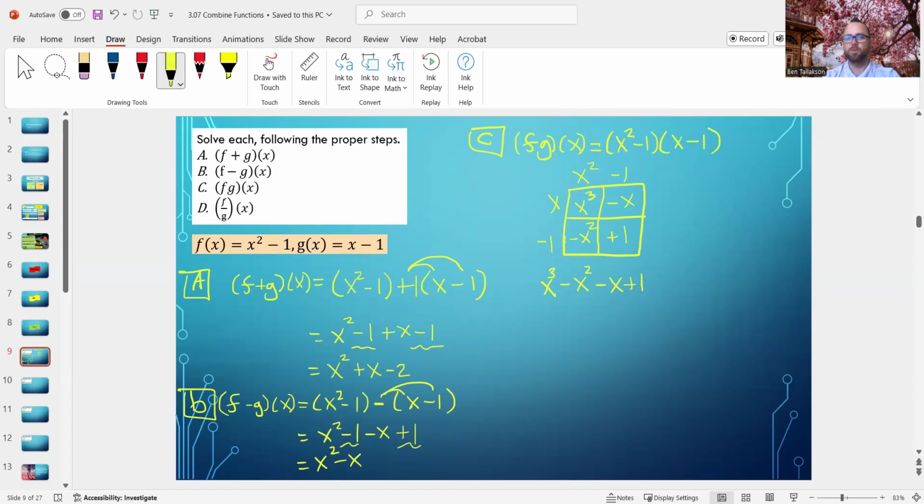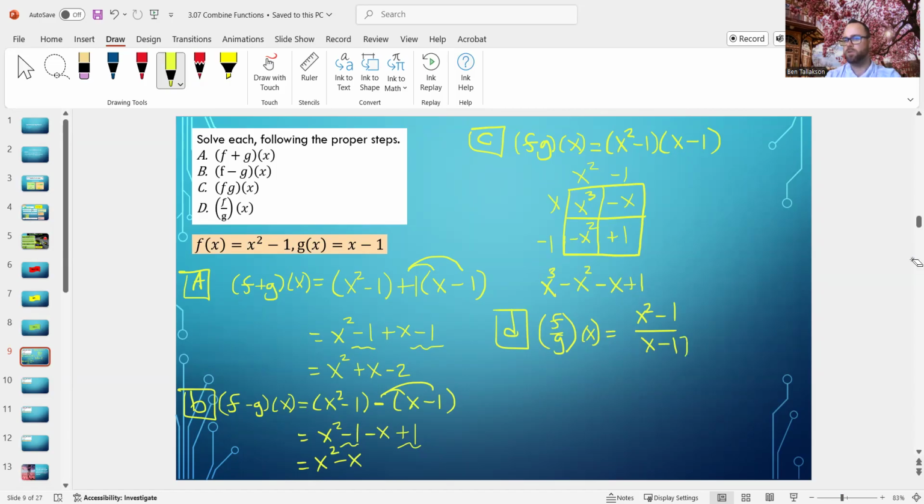And finally, we have D. F divided by g of x. Here we go. We get x squared minus 1 over x minus 1. So tempting to cancel these out, right? But they're not factors. Like -1 and -1, those are not factors. We can't just cancel that out. X squared and x on their own are not factors. Okay? This entire denominator is a factor.